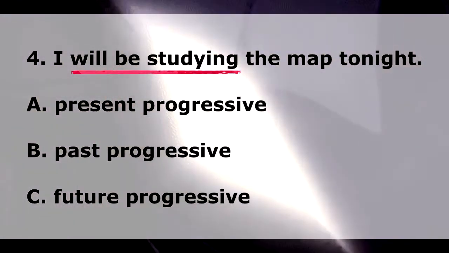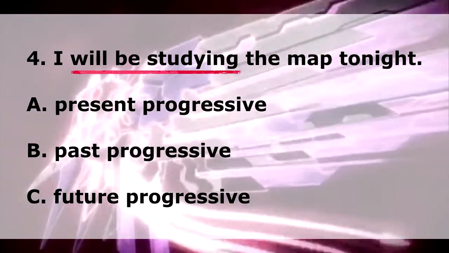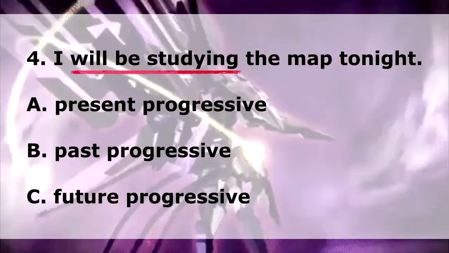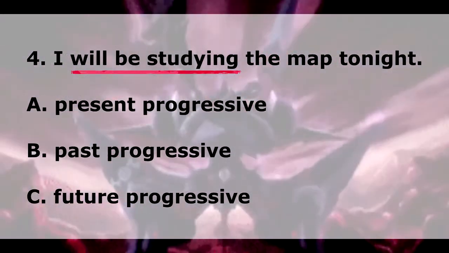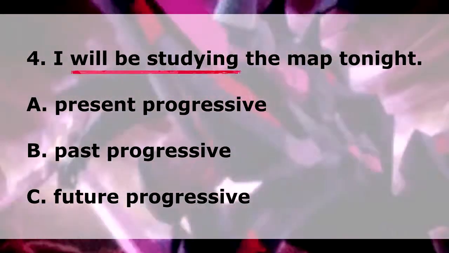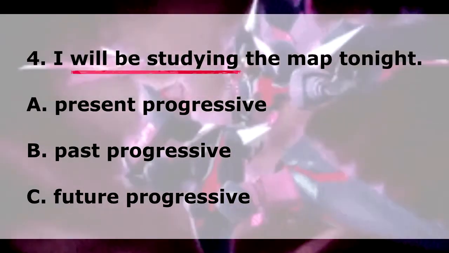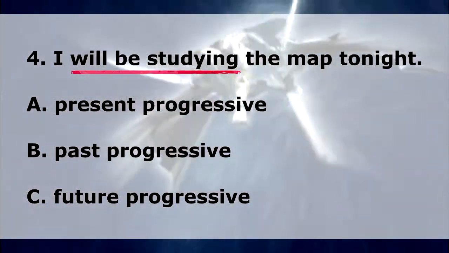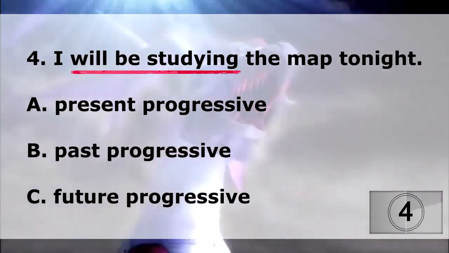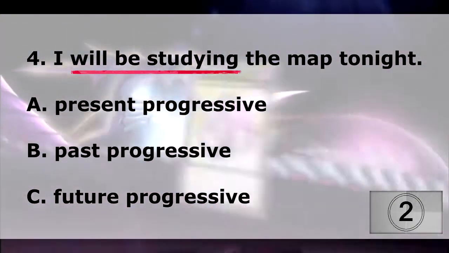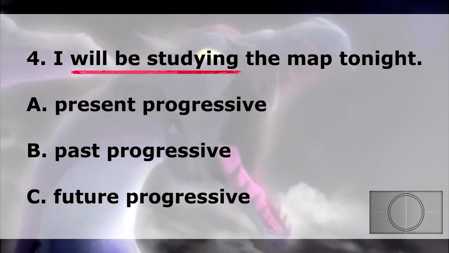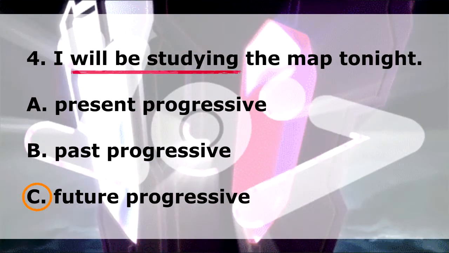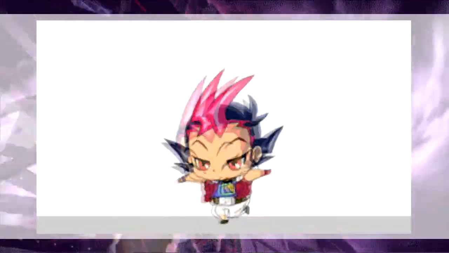4. I will be studying the map tonight. Which of the following shows the correct progressive aspect of the underlined verb? A. Present progressive. B. Past progressive. Or C. Future progressive. If your answer is C, future progressive, then you are correct.